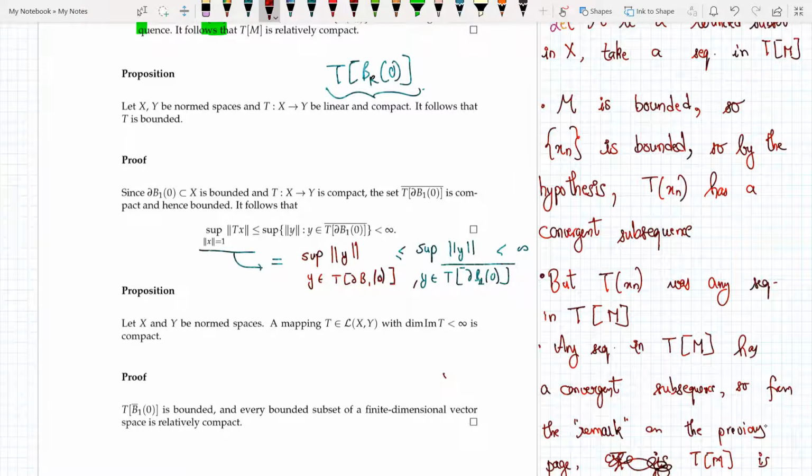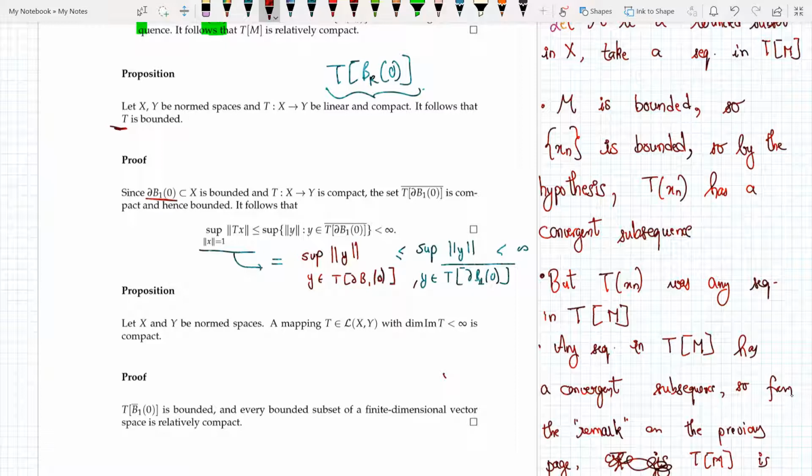So what I essentially proved here is, I say that let X and Y be normed spaces and T: X to Y be linear and compact, it follows that T is bounded. Now T is bounded as an operator. I have to prove that. How would I prove that? If I prove that the sup of this Tx is less than infinity, I can prove that T is bounded and hence continuous.